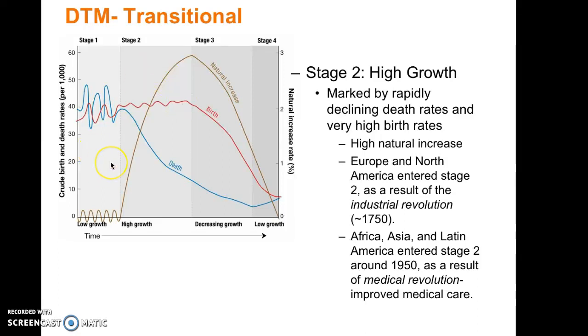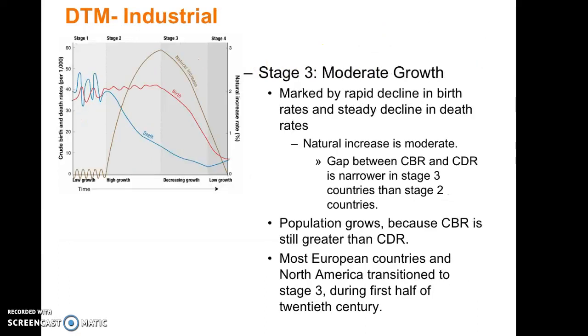So when you think of like a developing country today, the nations that are struggling the most are here in stage 2. So their populations are growing really fast. And part of it is just culturally you haven't caught up to. So you don't have medical care, and culturally you haven't really adapted to the greater frequency with which your children survive infancy and childhood. Stage 3 is known as the industrial phase or the moderate growth phase.